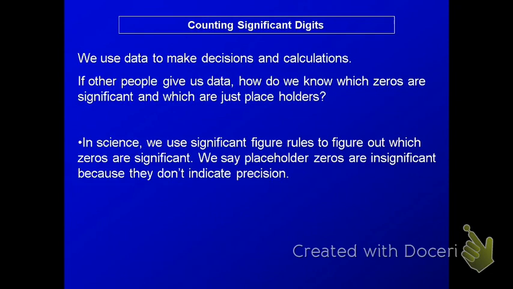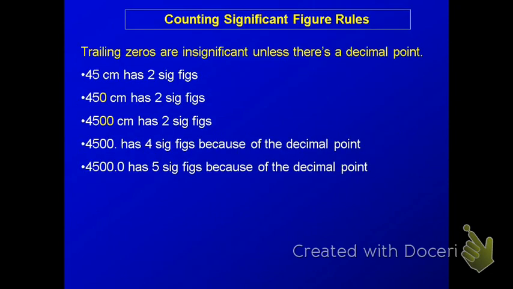In science, we use significant figure rules to figure out which zeros are significant. We say placeholder zeros are insignificant because they don't indicate precision. Trailing zeros are insignificant unless there's a decimal point.